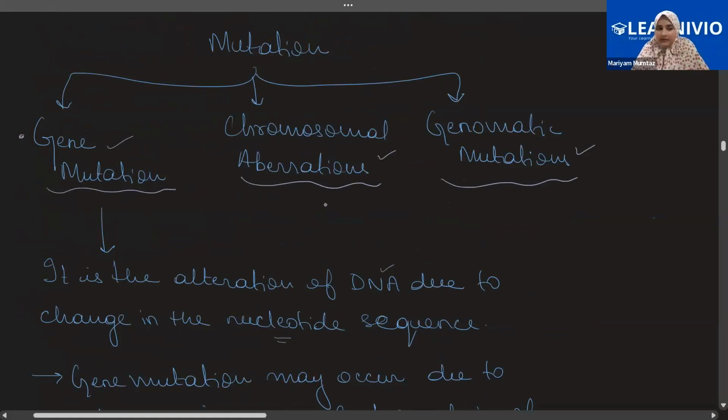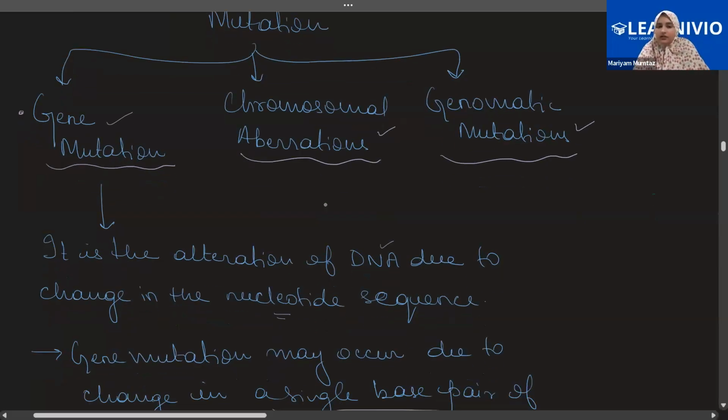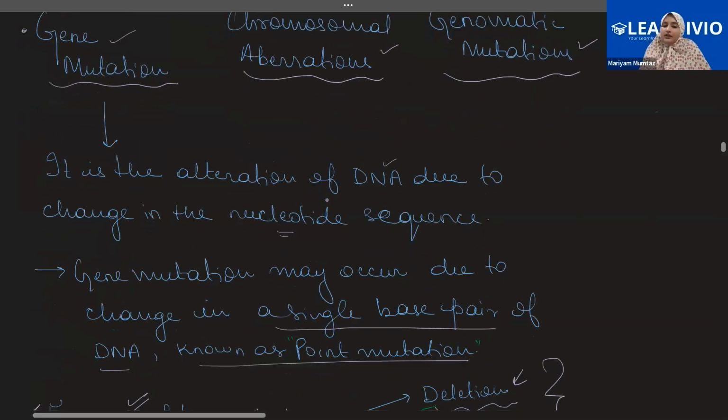Mutations are of three types: gene mutation, chromosomal aberrations, and genomic mutations. When we talk about gene mutation, if anything gets changed in the nucleotide sequence, like anything is getting added or subtracted, then we call it gene mutation, meaning it is at the very genic level.